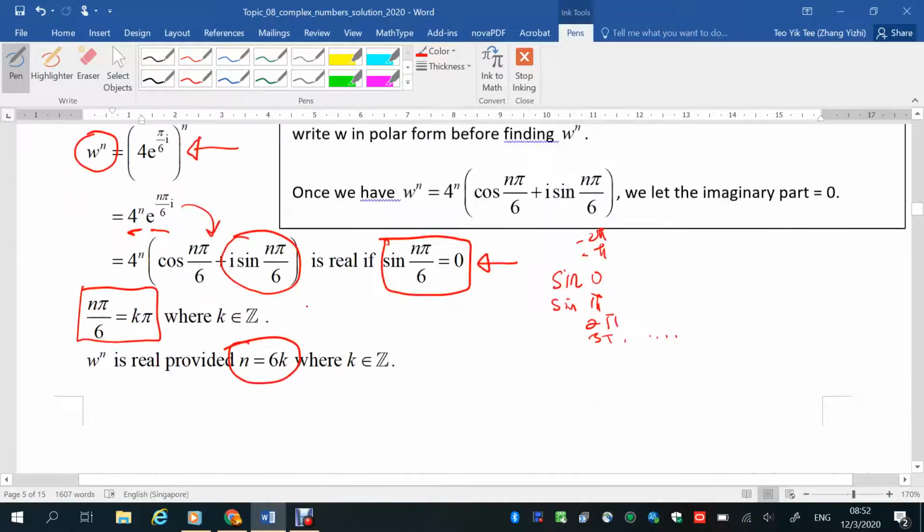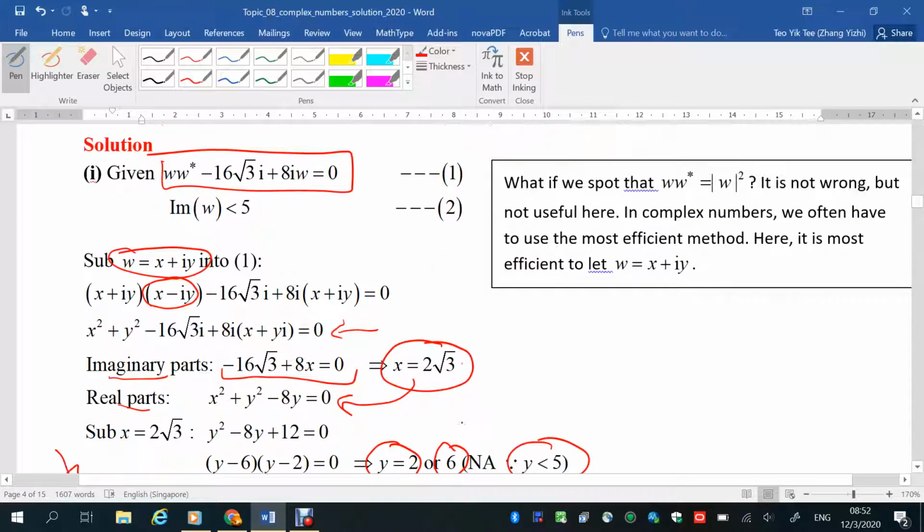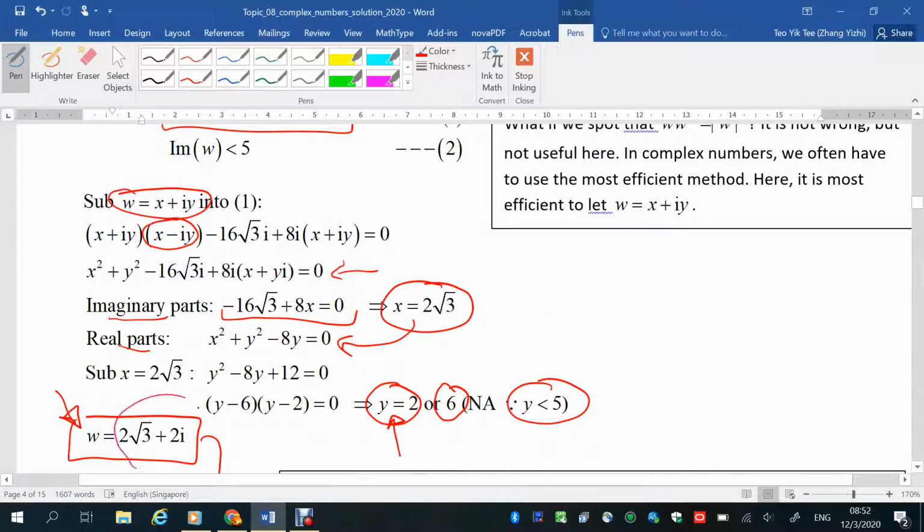Okay, next part. Thereafter, they give you some geometry to take care of. You need to find the area of triangle ZWO, where Z and W are the points on an Argand diagram that represent z and w. This one again hinges on your ability to find z and w previously. If previous answers are wrong, this part will be wrong. So we have found z: z is just 4i. We have found w: w is 2√3 + 2i.